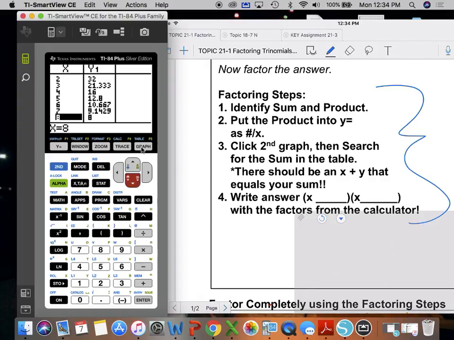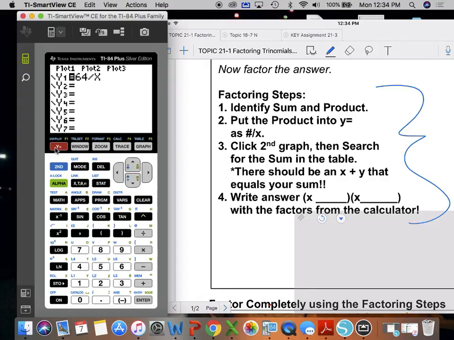Identify sum and product. Put product into y equals as your product divided by x. Click second graph to go to the table. You're looking for two numbers that add to your sum, and write your answer with your two factors and the signs included. Make sure you spend the rest of class working on your assignment.